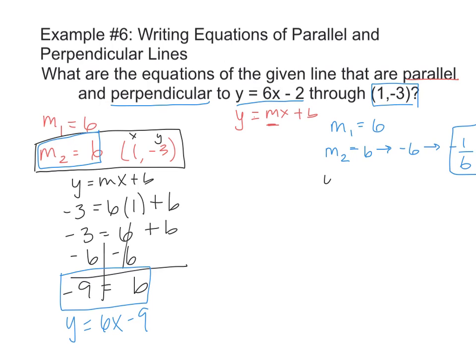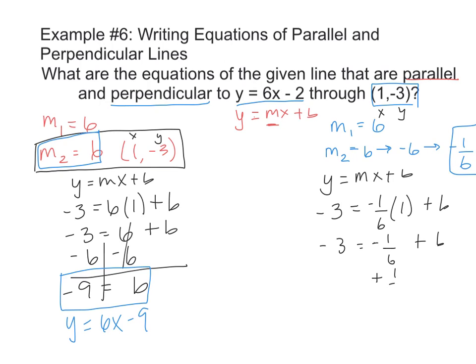So here we go. Y equals mx plus b. Y, remember, is negative 3. Yeah, negative 3, I'm sorry. Y is negative 3 equals, our slope is negative 1/6. Our x is 1 plus b. So we'll have negative 3 equals negative 1/6, it's supposed to be negative, plus b. I would have to add 1/6 over.